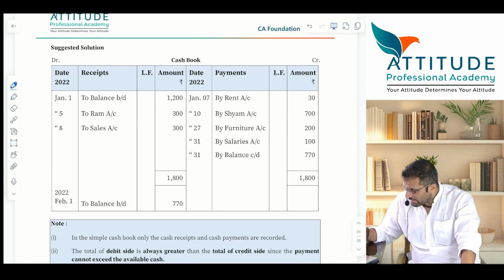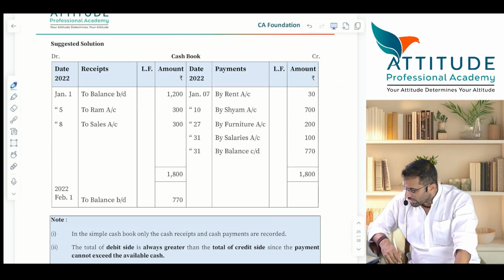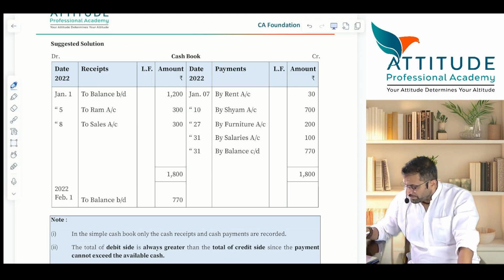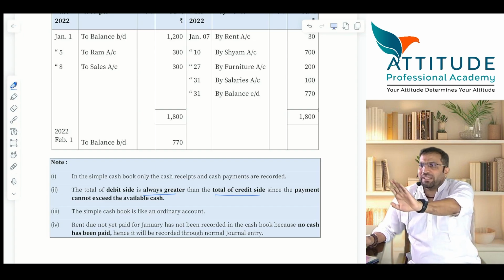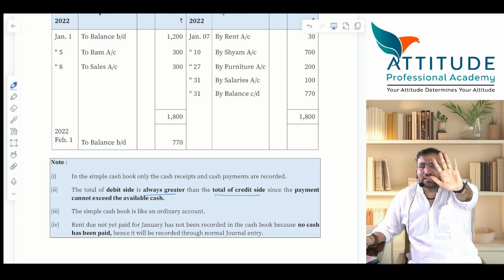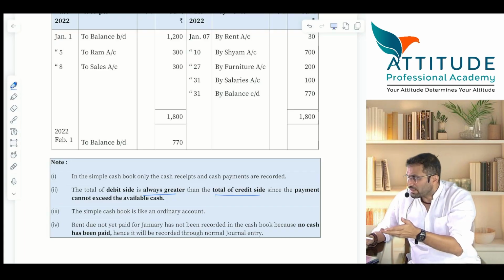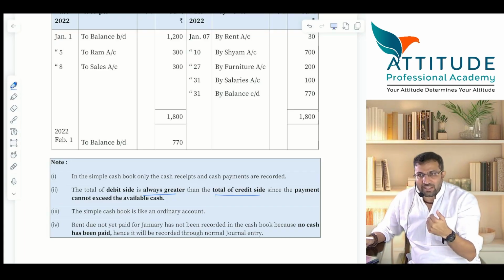Look at the answer. Same thing. Barabar hai? Look at the way it is given. In simple cash book, only cash receipts and cash payments are recorded. The total of debit side is always greater than credit side. Cash cannot be negative. Bank balance can be negative, but cash will never be. Reason? Why cash cannot be negative balance? Reason is very simple. What you don't have, you cannot spend, no?